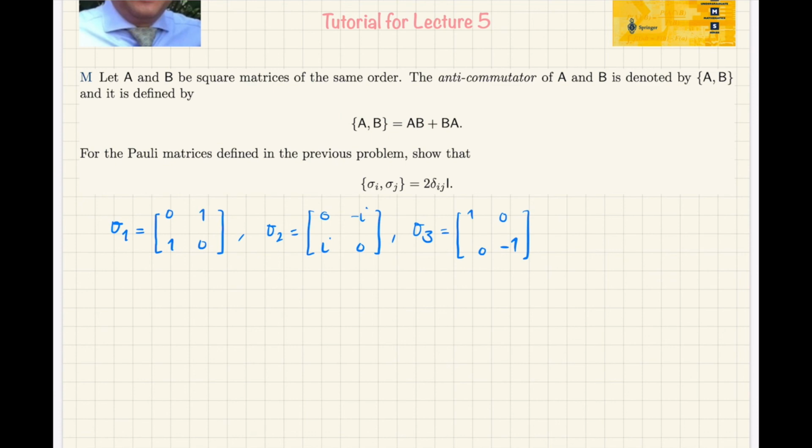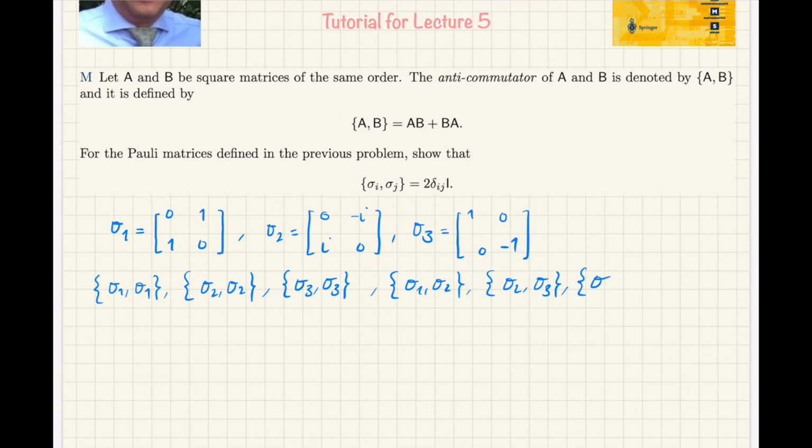Yes, so the cases that I need to consider are sigma 1 with sigma 1, sigma 2 with sigma 2, the anti-commutator of sigma 3 and sigma 3, and then the anti-commutator of sigma 1 and sigma 2, the anti-commutator of sigma 2 and sigma 3, and finally the anti-commutator of sigma 1 and sigma 3. I really don't need to consider anything more. Let me just choose 2 of them. For example, let us this time consider this one and, for example, the last one here. Okay.